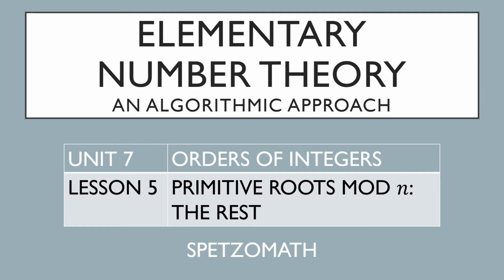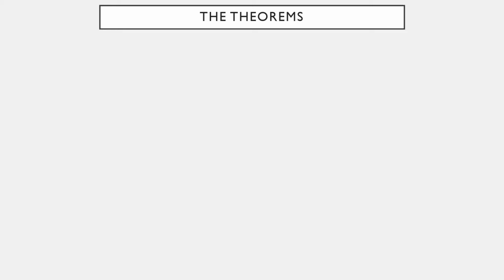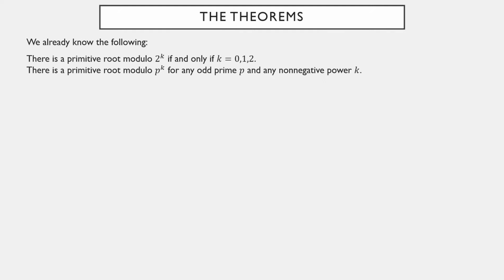In this video, we'll complete our classification of which modular bases have primitive roots and which do not. Well, what do we know so far? If we're looking modulo 2 to the k, there is a primitive root if and only if k is 0, 1, or 2. So 1, 2, and 4 have primitive roots, 8, 16, 32, etc. do not. However, if we're looking at a power of an odd prime, there's always a primitive root modulo that base. However, there's lots of other numbers, so we're going to establish a couple of theorems.